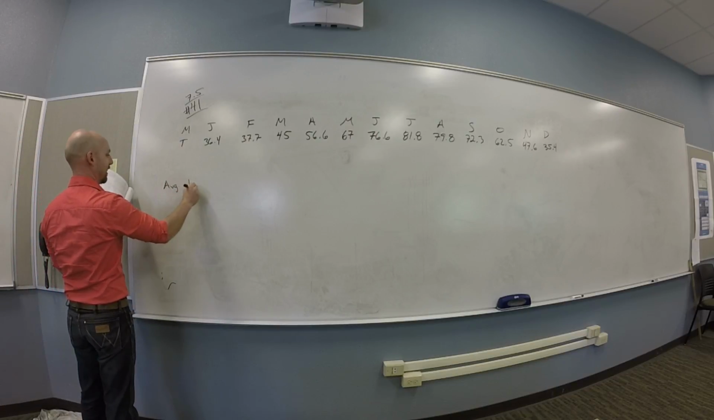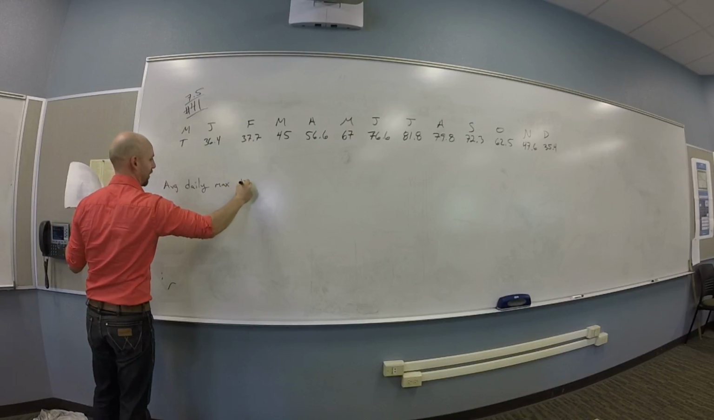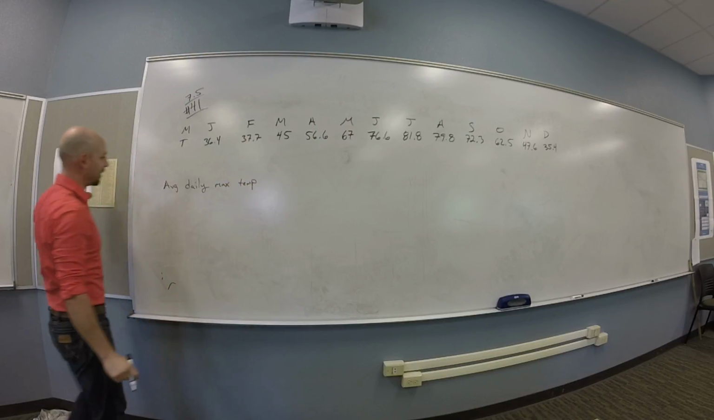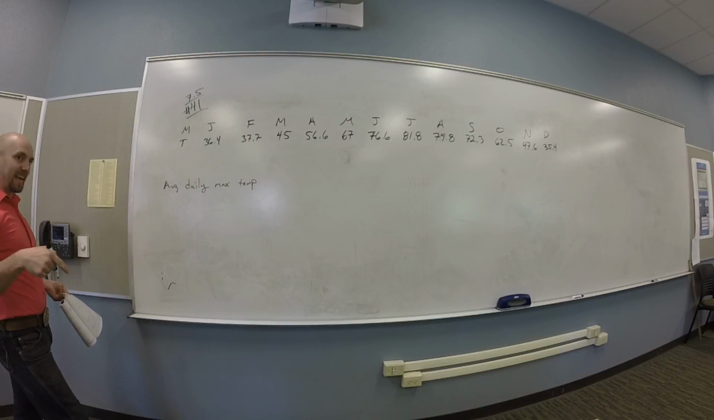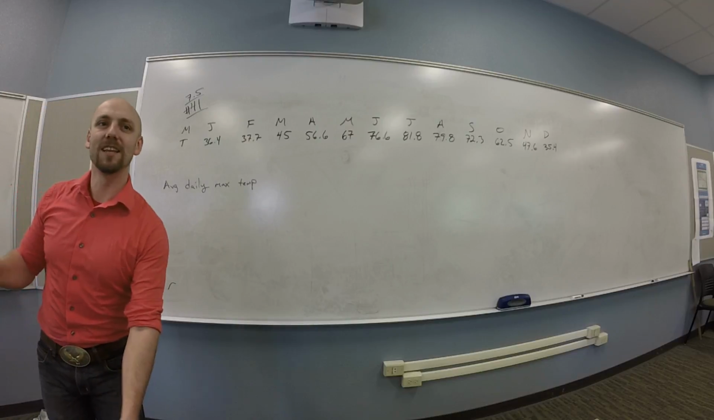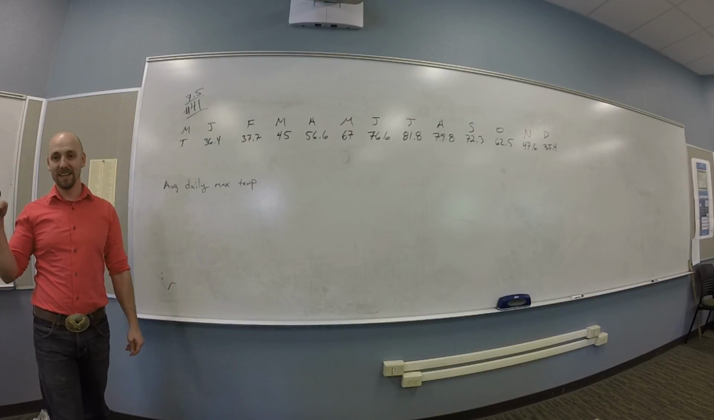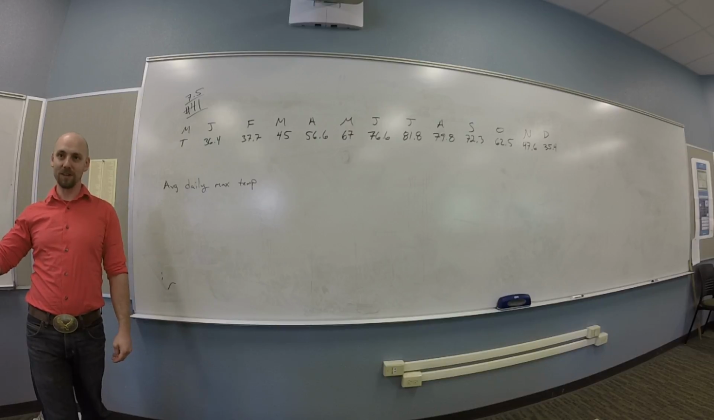Average daily max temperature. What in the hell does that mean? Are they averaging daily and then maximizing? They're averaging the month. Yeah, so they're taking the high from every single day and then adding them all together and dividing by the number of days in the month. You guys with me on that?